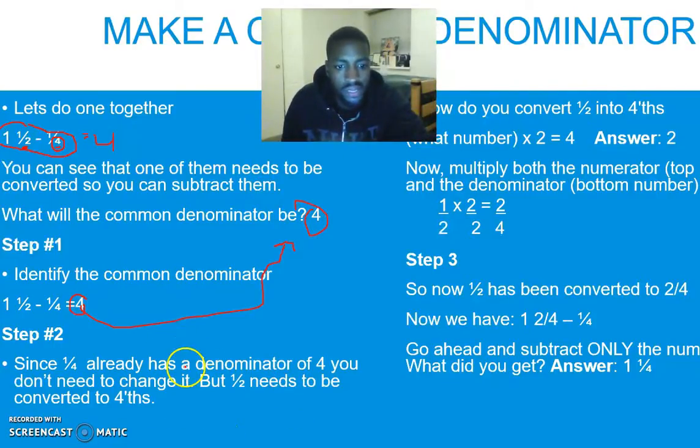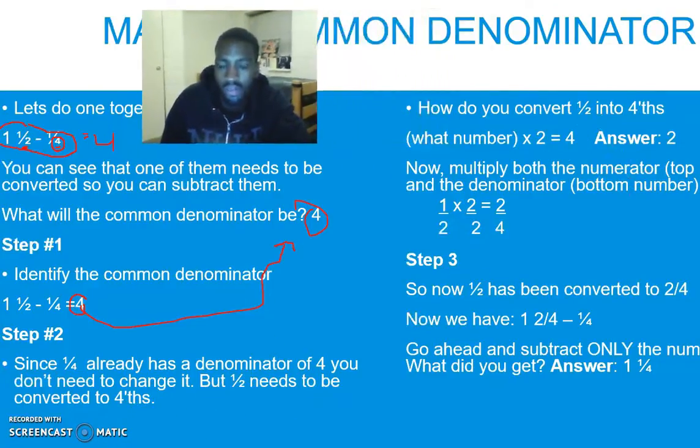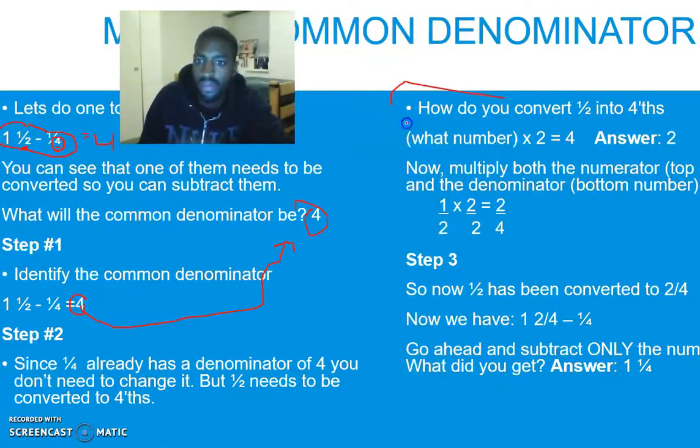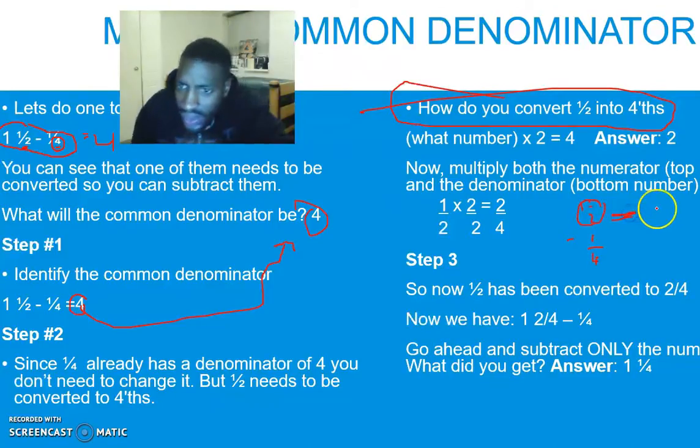since 1/4 has a denominator of 4, you don't need to change it, but 1/2 needs to be converted to fourths. So how do you convert 1/2 to fourths? What's the general problem? It would be 1 1/2 minus 1/4. Before you even do that, you can change it to an improper fraction. So it changes to 3/2 minus 1/4.